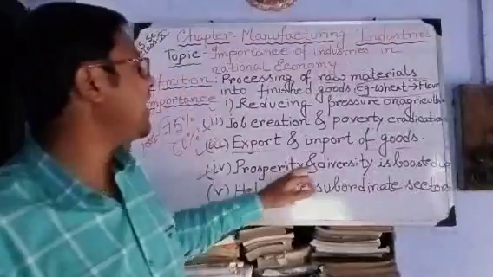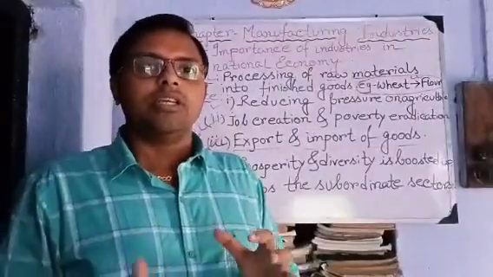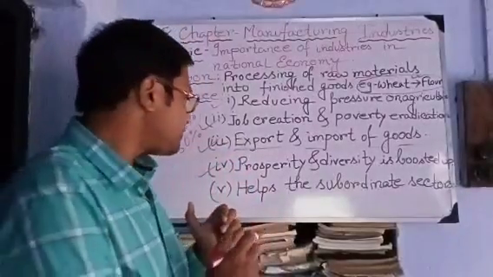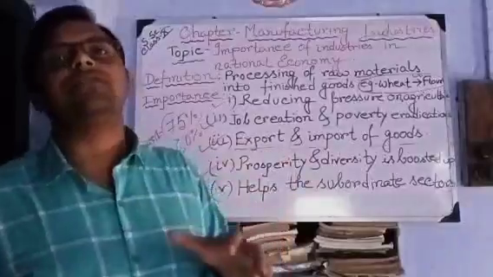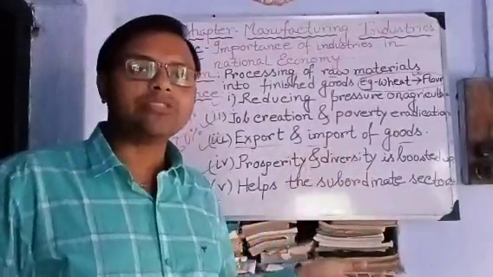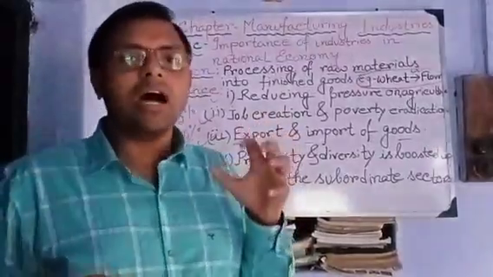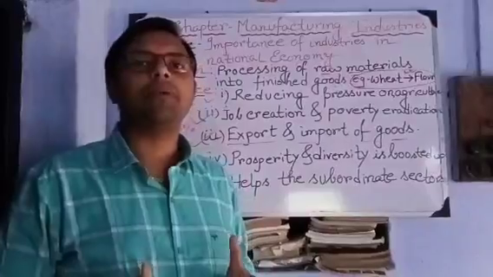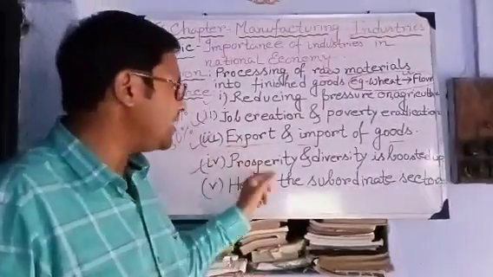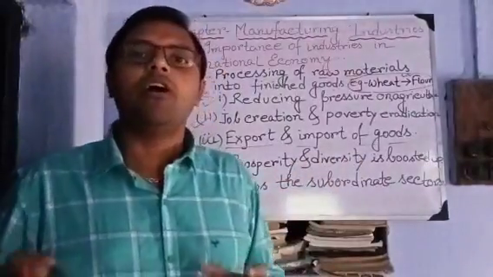Fourth one: prosperity and diversity is boosted. I have already told in the second point that if a country wants to develop, then it needs an industrial sector. So the prosperity and diversity of the economy of a country is totally dependent on its industrial sector. That is why the iron and steel industry is also called the backbone of India. Why? Because it has great importance in various sectors of the Indian economy. So the increase of manufacturing industry helps to boost the prosperity and diversity of the national economy of countries like India.